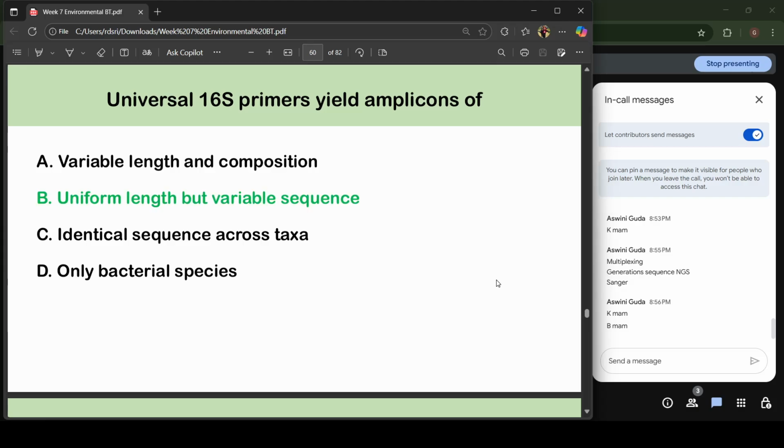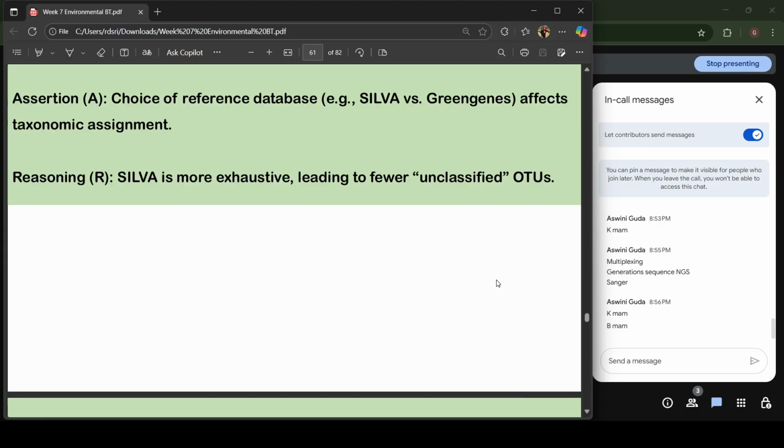Right. They yield amplicons of uniform length and variable sequence. So this is the last part of today's session. We'll just do two to three questions from this and then close.